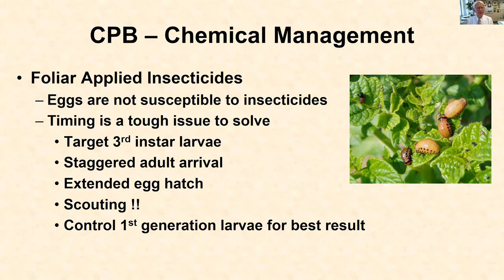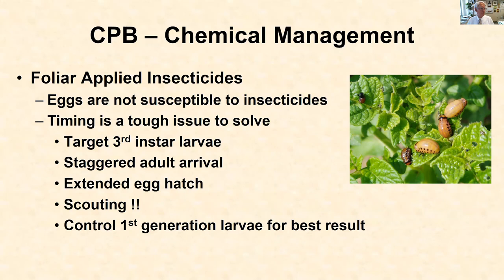Now, we don't get a lot of damage in the first generation, but there's some indication that if you controlled the first generation, it would protect your crop from the second generation that's going to come later in the year. Often, we just don't notice Colorado potato beetles until July or August, and by then, we're into production, we're into harvest, we're really busy, and it's going to be tough to get a good control at that time. So this is one to look for early and to start treatments early.